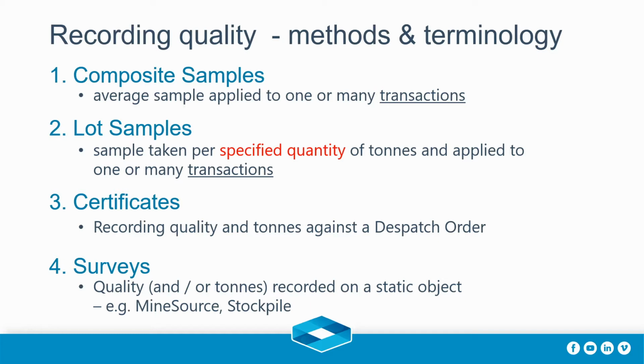A composite sample is just an average sample that's applied to one or many transactions, whereas a lot sample is a sample taken per specified quantity of tons and applied to one or many transactions. In the next video we'll look at certificates and surveys.